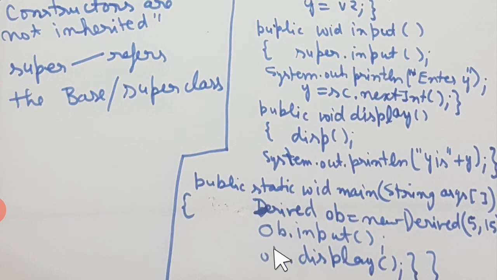Then ob dot display, this will display the value of x and y, because display is already calling disp first, then it is displaying the value of y. I hope you are getting the clear idea of this now. Alright, so this was the program. We close the main function here, then we close the derived class.